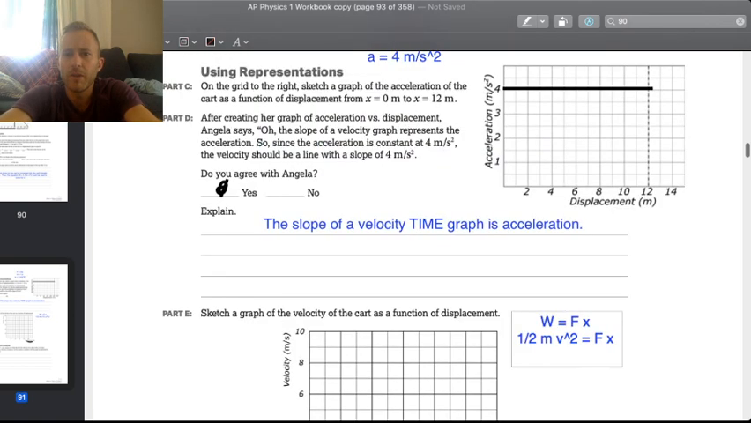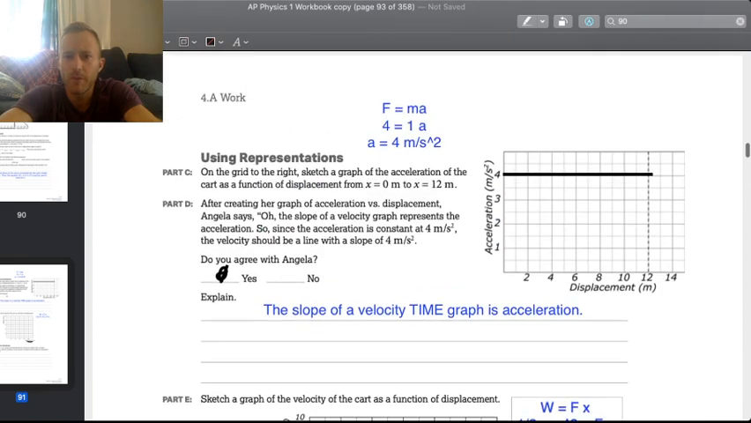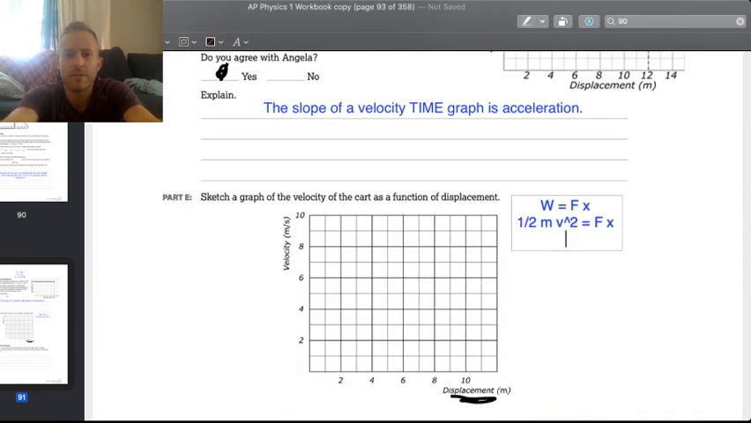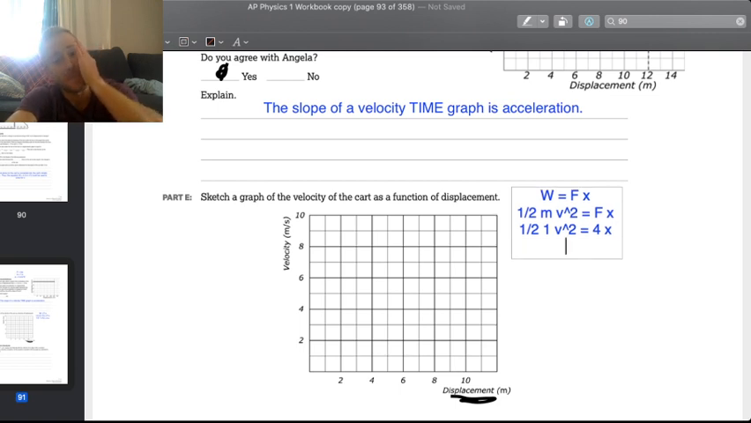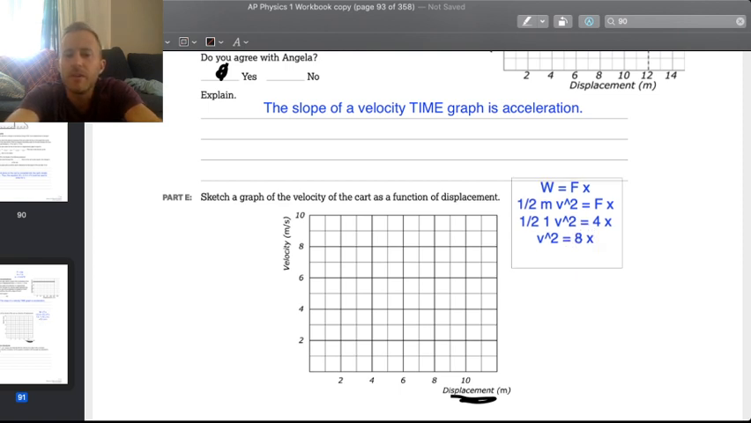So what do we know about the force? We know that the force is 4. We know that the mass is 1. So I have 1/2 times 1 times v squared equals 4 times x. So that says that v squared equals 8x, which says that v equals 8x to the 1/2 power.